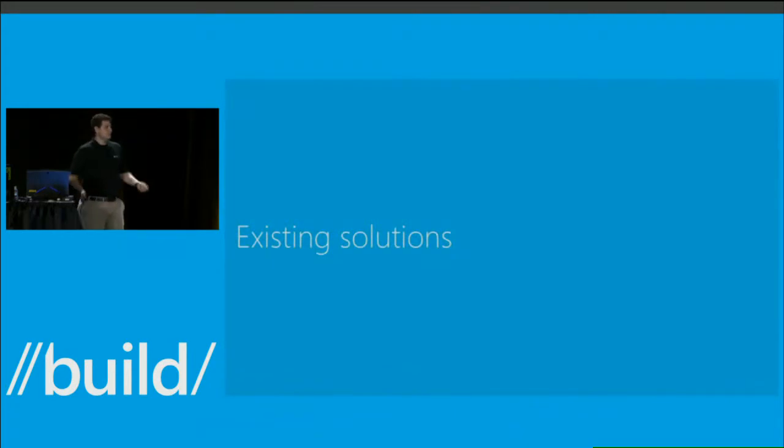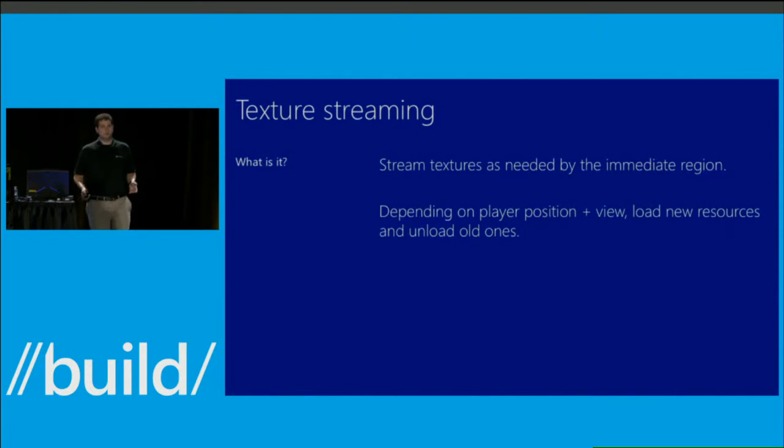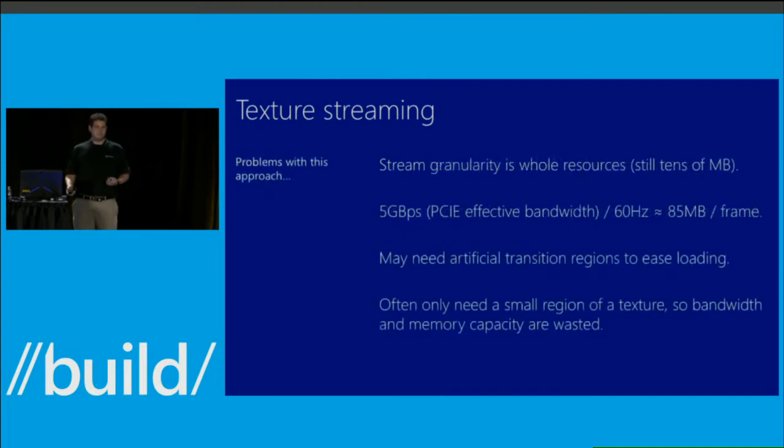So let's review some existing solutions to this problem. One of the most common solutions to this problem is called texture streaming. This is a solution where a game will stream textures as needed based on the player's region, their viewpoint, and typically an LOD management system. So as you get closer to an object, the management system will load in more and more detail as needed. And as you move farther away from the object, it will unload those resources, making room for more high detail resources. Now, this typically works well enough in theory and in practice, but there are some limitations.